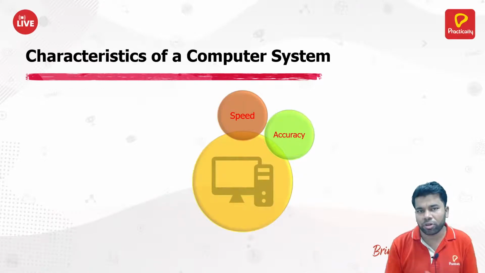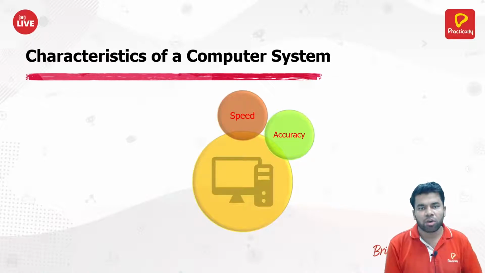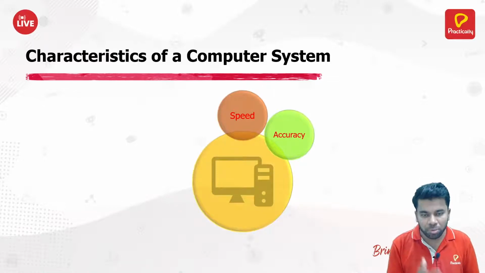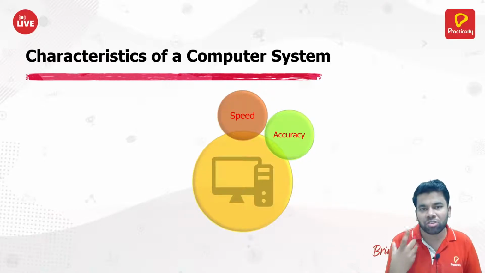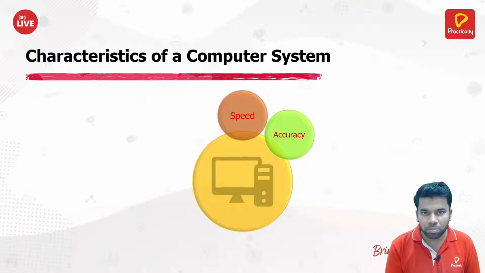You can call it 100% accurate work. Whatever work we have assigned to the computer, it will do that work only. The computer is not going to work for any other system. Whatever instructions we have given to the computer system, the computer will work according to those instructions with 100% accuracy. So another characteristic of a computer system is that it performs its work with 100% accuracy.